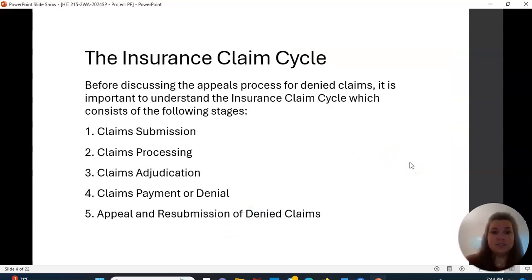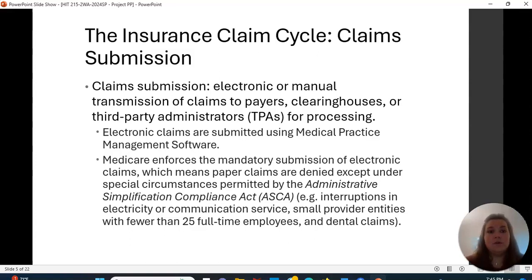Okay, so the insurance claims cycle. Before discussing the appeals process, it's very important for us to understand the insurance claims cycle, which is made up of the following stages. There's claims submission, claims processing, claims adjudication, claims payment or claims denial, and then after that is when we make our determination about resubmitting claims with appeals for those denied claims that come back to us.